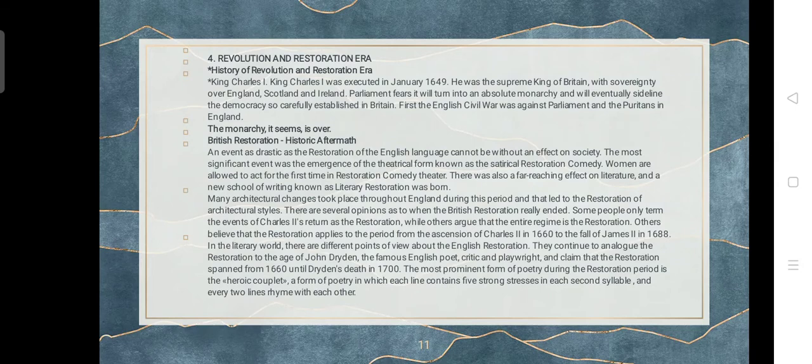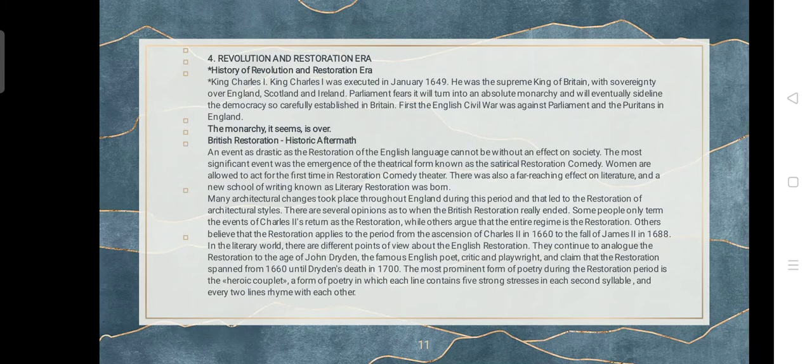Fourth, Revolution and Restoration era. History of the Revolution and Restoration era. King Charles I was executed in January 1649. He was the supreme king of Britain, with sovereignty over England, Scotland, and Ireland. Parliament feared it would turn into an absolute monarchy and would eventually sideline the democracy so carefully established in Britain.